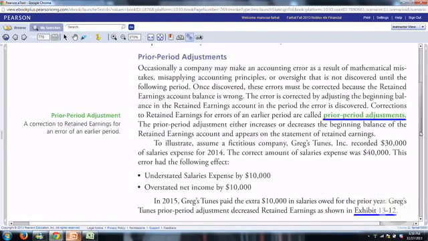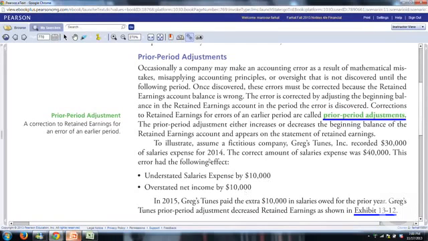Prior period adjustment. What is a prior period adjustment? Let's assume an error happened in the past. Okay? And for illustration, let's assume that Greg Toons recorded $30,000 of salary expenses in 2014. So this is how much they recorded. The correct amount of salaries expenses was $40,000. So what did they do? They understated their salaries expenses by $10,000. Because they understated their expenses by $10,000, their net income was overstated by $10,000.